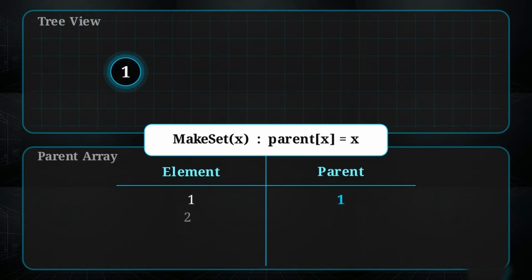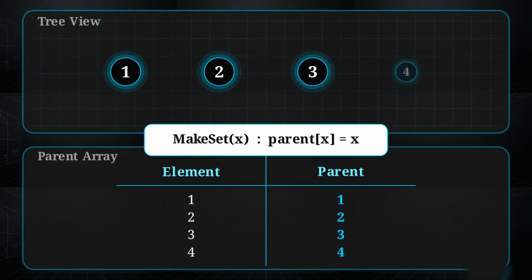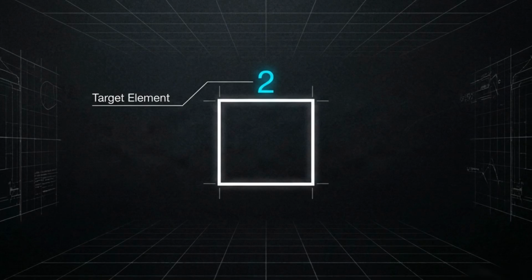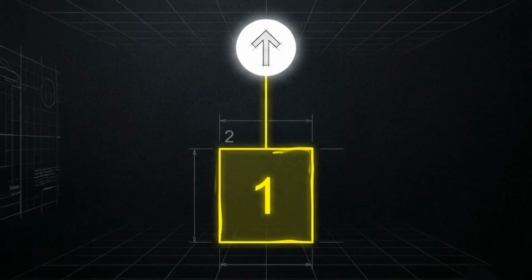When we run makeset for our first 4 elements, we initialize them as isolated sets. In the array, every element starts by pointing to itself, meaning each node is its own parent and its own root. In this setup, the array index identifies the specific node, and the value stored at that index tells the system where to move next as it climbs toward the root.